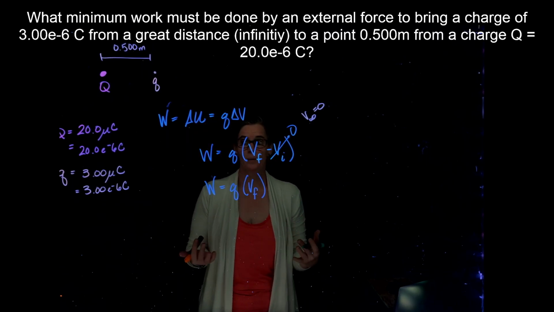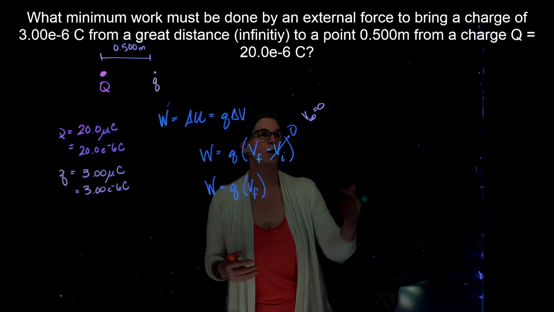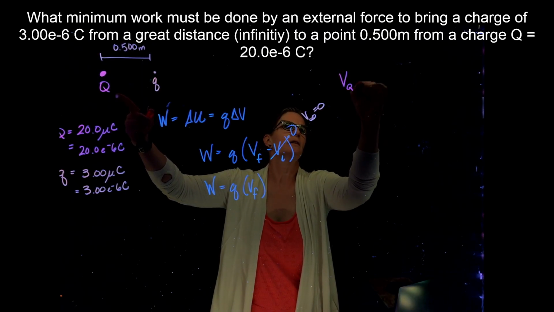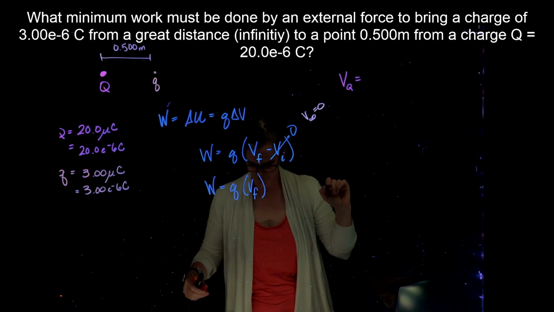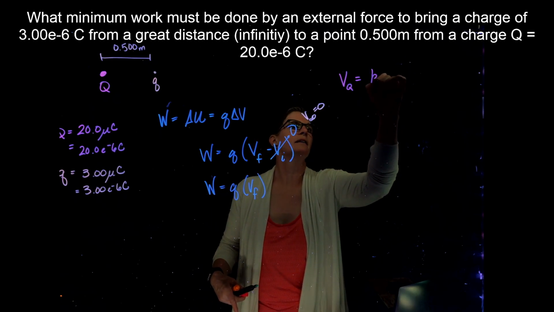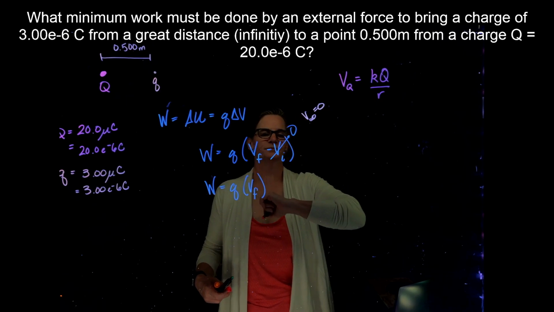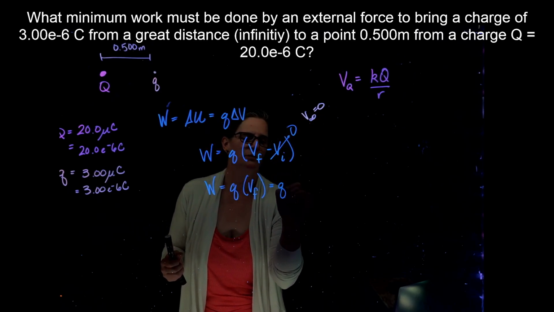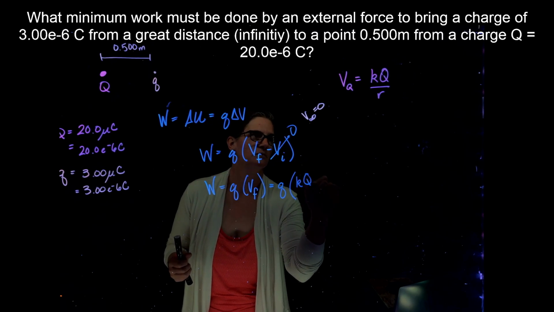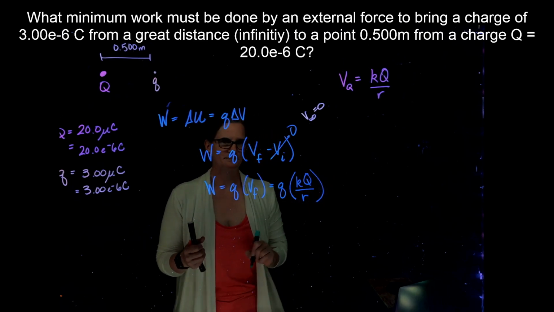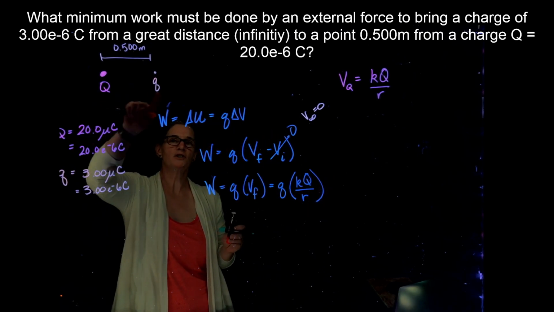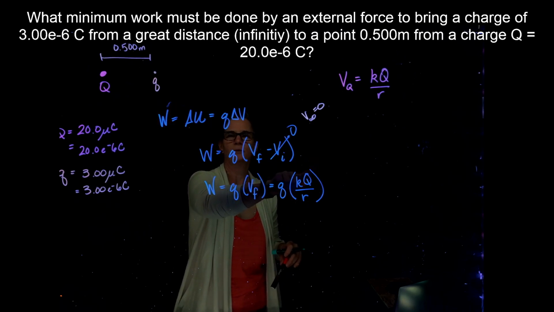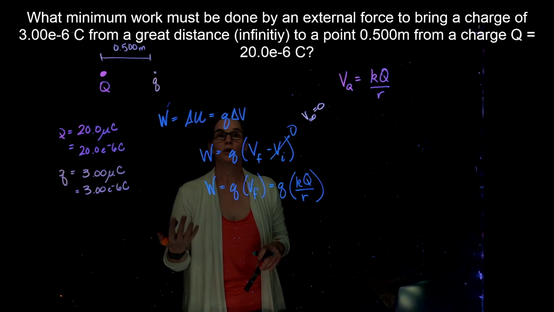Okay, we don't know our potential final. But what do we know? We know that the potential from a point charge is given by kQ over r. So we end up with little q times k, big Q, all over the radius between them. So the potential from this point charge on this little q here is given by kQ over r, and that is the charge that we're doing the work on.